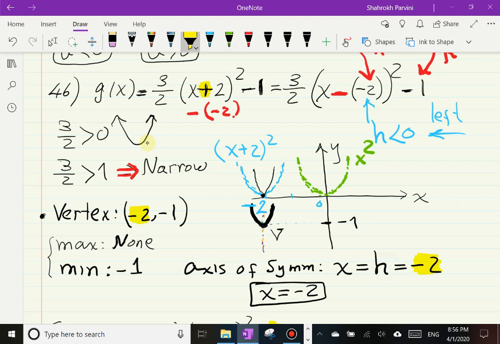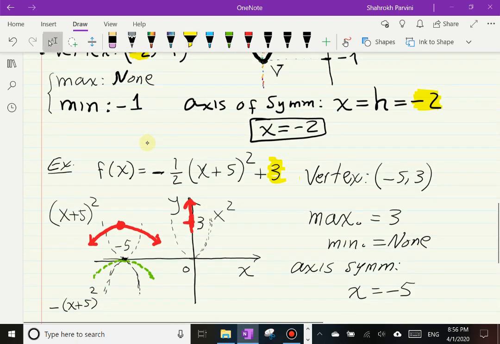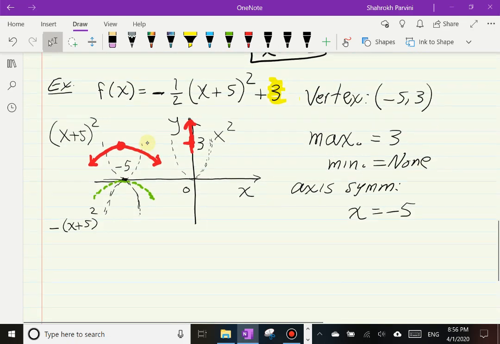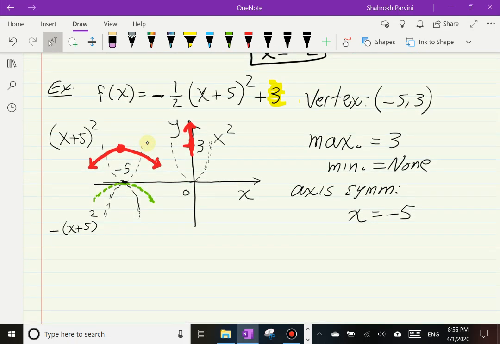Okay. And here I just made up an example for you. Again, this is very similar to the one you're doing, number 39. Just to show you how you can do this. Notice how quickly, by the way, I'm able to graph these without plotting points. You always keep in mind, you always start with the basic parabola. So that's what this is. This is my basic parabola. That's x squared. We always start with that.